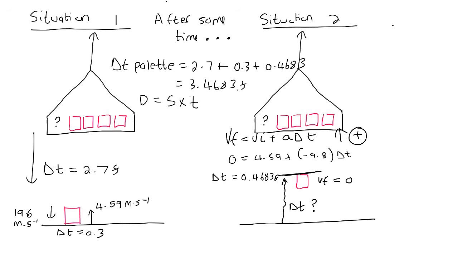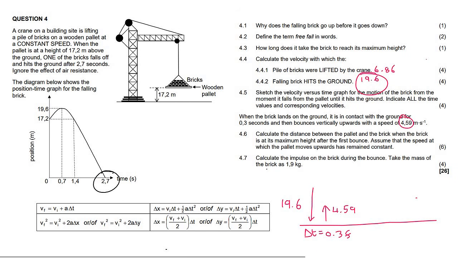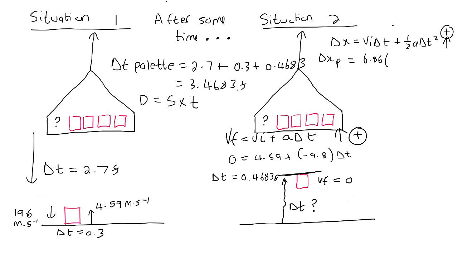So you could say that delta x is equal to vi delta t plus a half a delta t squared. And this is for the pallet. Let's choose upwards as positive. So delta x for the pallet will be its initial velocity, which was 6.86 times by the time, which is 3.4683, plus a half.